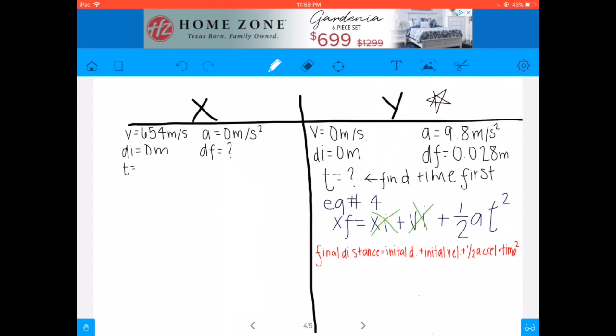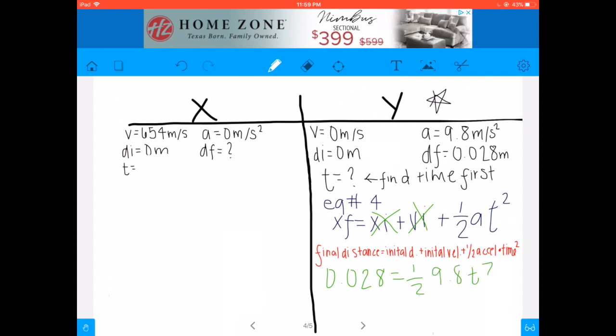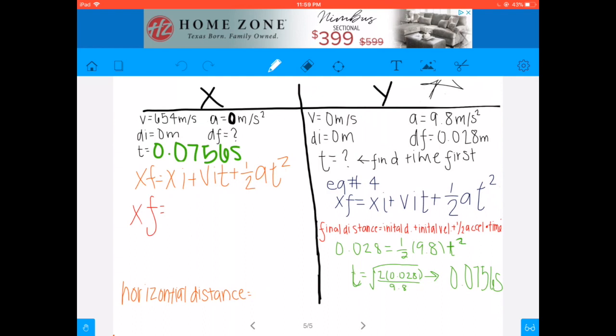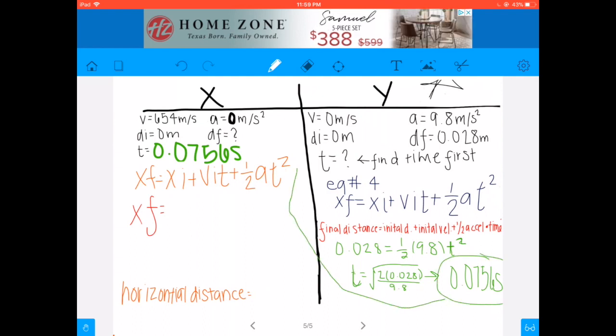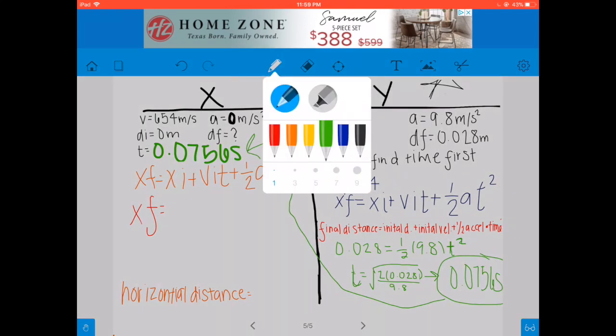So that means our equation is now going to be our final distance equals 1/2 of our acceleration times t squared, which comes down to t equals the square root of 2 times our final distance divided by our acceleration, and that should get you to t equals 0.0756 seconds. So now, bring that over to your x side and solve for your final distance using the same equation.